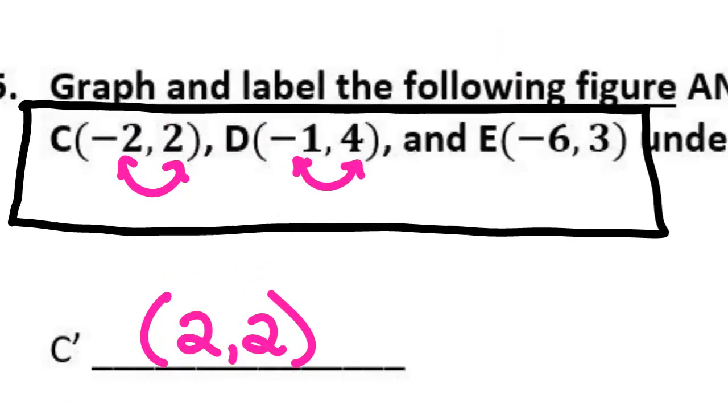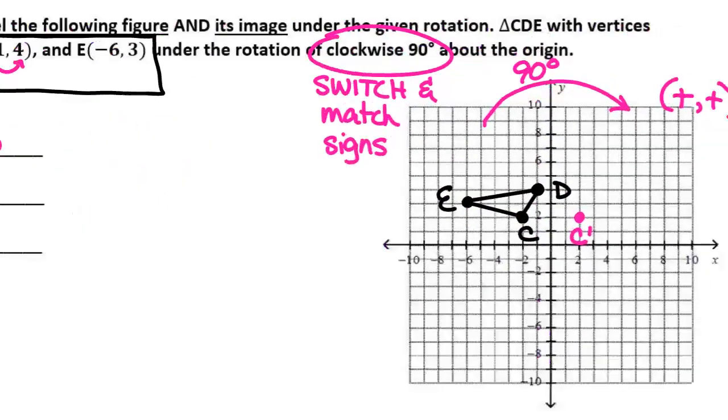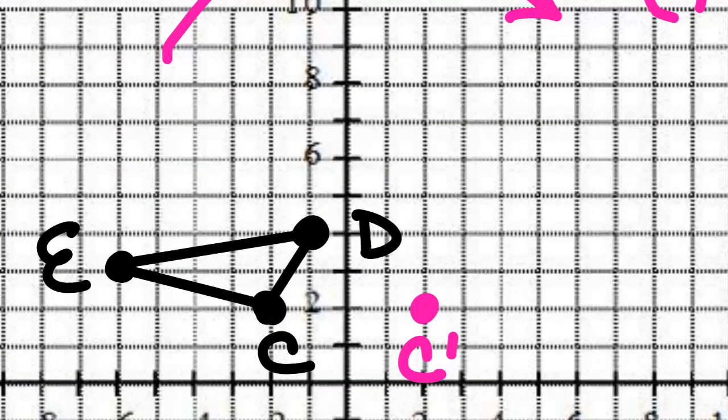Switch the ordered pair around on D and make everybody positive. So D prime would be 4, 1. Let's go graph D prime. Right there for my D prime.